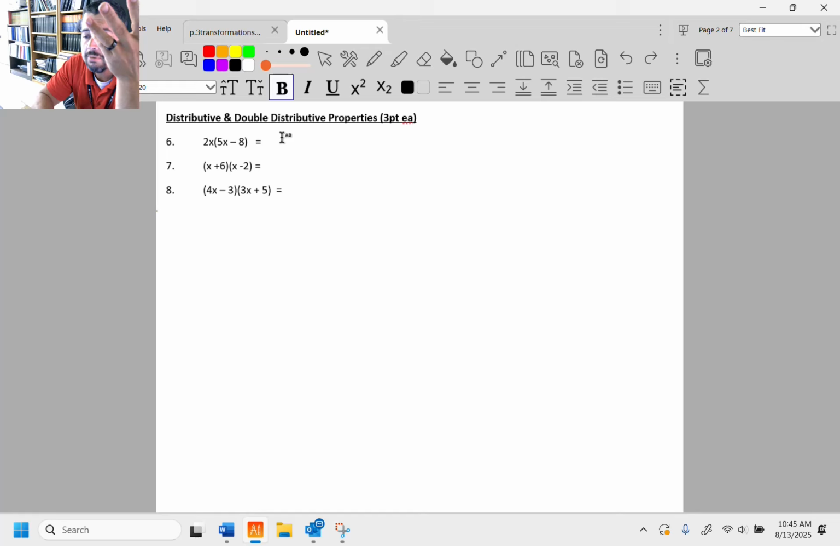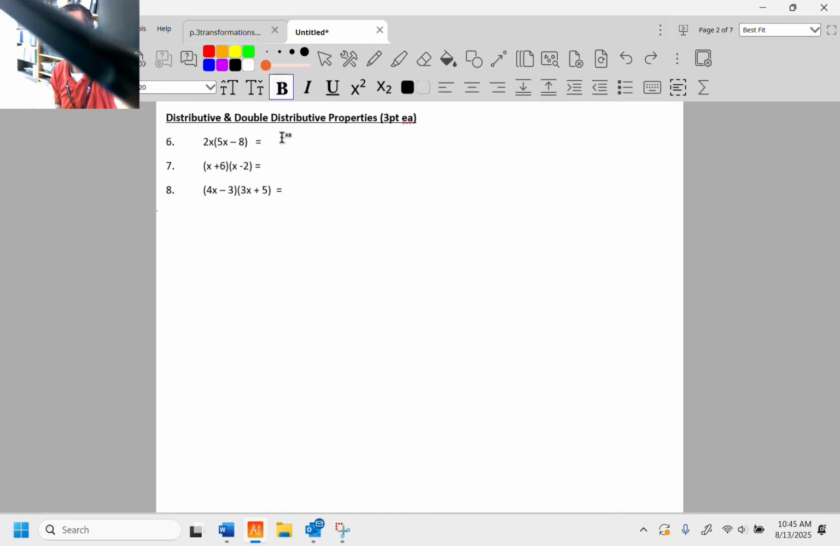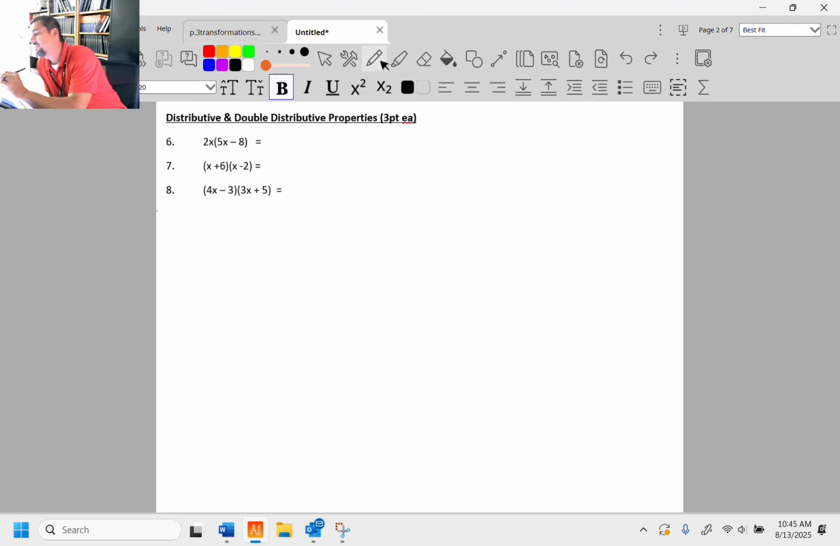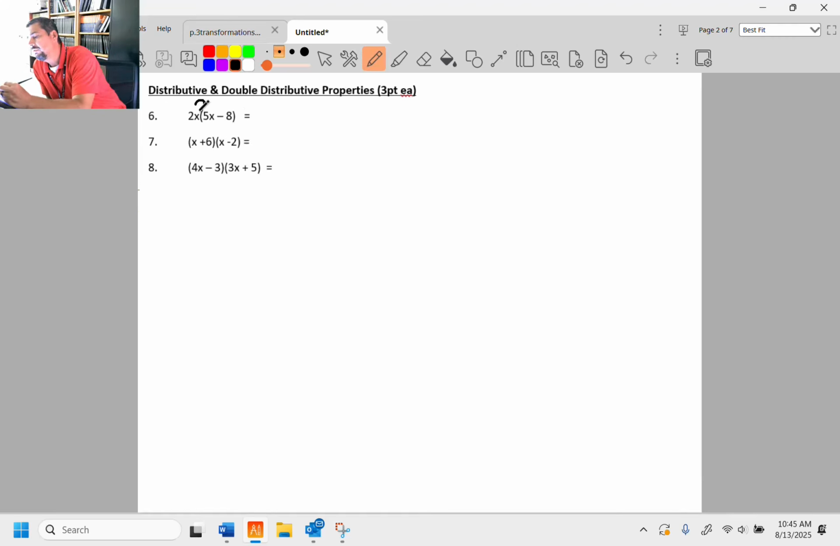6, 7, and 8 are supposed to strengthen your knowledge of the distributive property and the double distributive property. Draw the arrows. You know, don't be the kid who doesn't get these properties. They are properties that are taught to you from an early age. We're going to distribute the 2x to both the 5x and the negative 8.